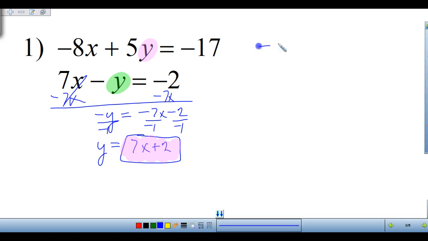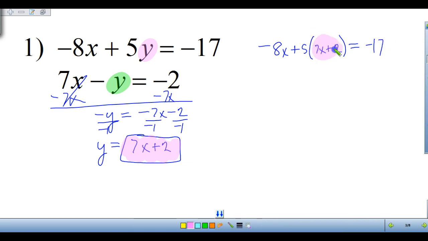Then it would look just like it did in part 1. Instead of y, you're going to put in the stuff that is equal to y, 7x plus 2. So there's the substitution right there. Be careful to copy the whole problem correctly. There's what I substituted in for y. Then you'll distribute, and you'll get this.